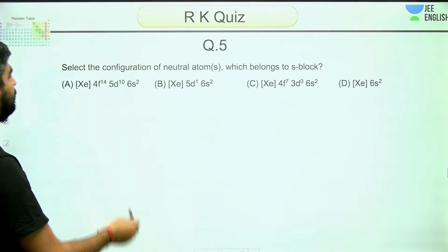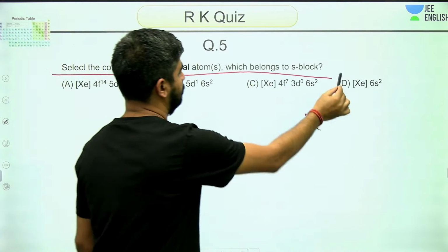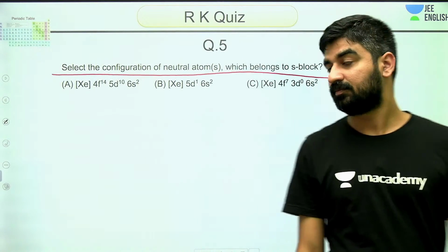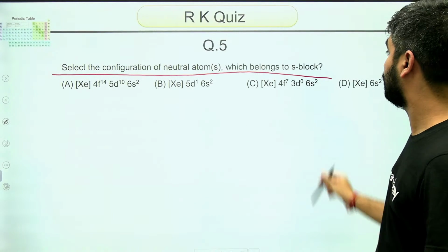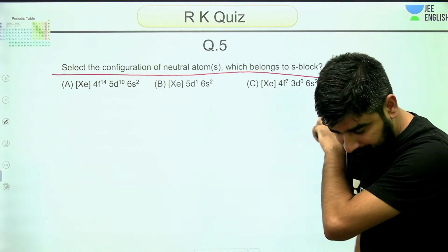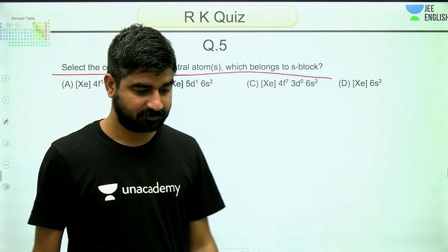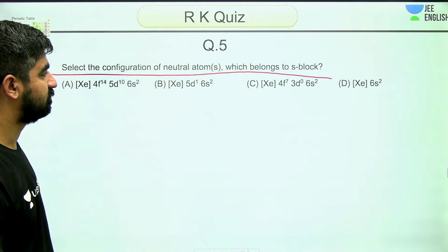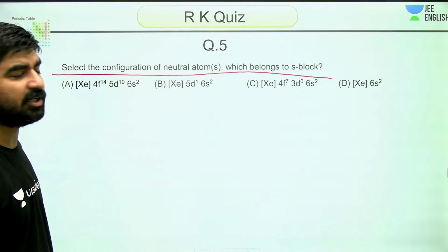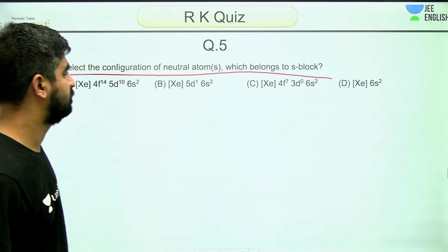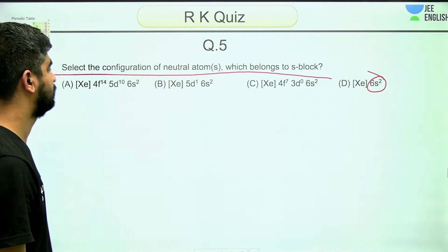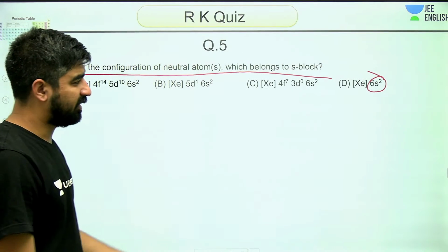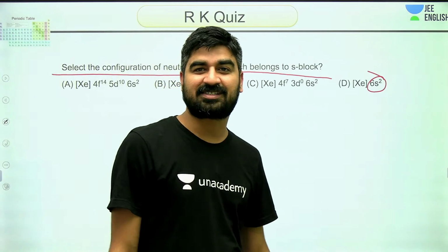So the next problem: select the configuration of neutral atoms which belongs to s block. Sorry guys. So you can easily do that. This one. So guys, now this is done.